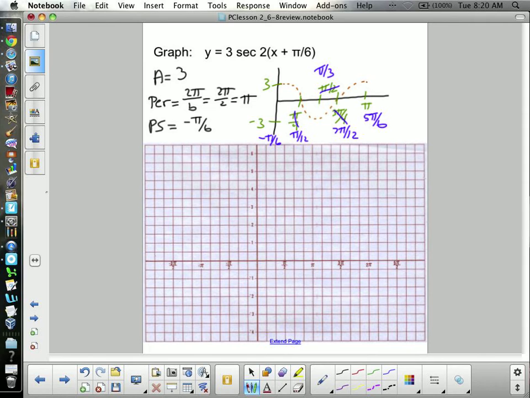Now we've got that. I know where my asymptotes are going to be. My asymptotes are going to be where there are zeros, so that's pi over 12. Put that on my sketch. We have another asymptote at 7 pi over 12, which is 6 pi over 12, or just a little bit more than that.